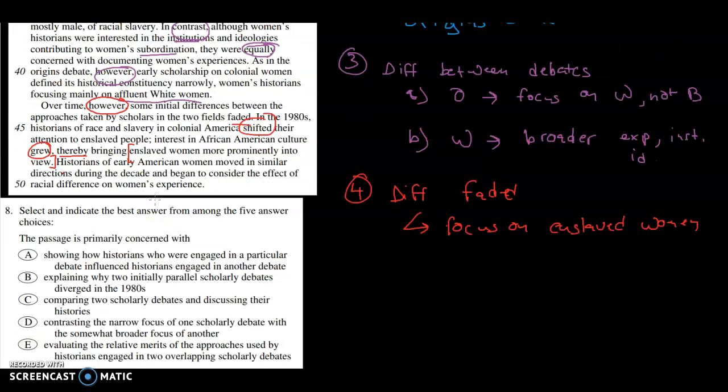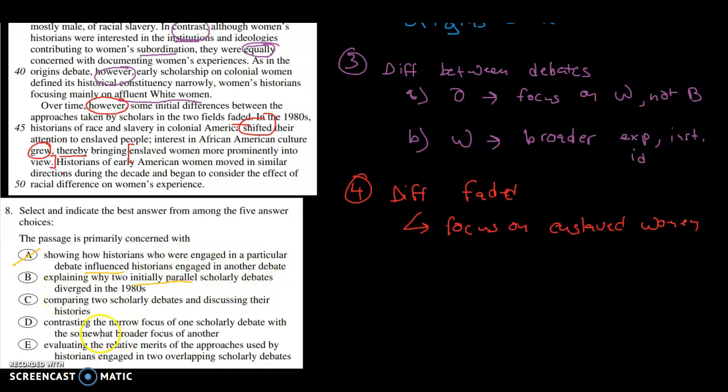All right, so question 8, let's see what we got here. Passage is primarily concerned with showing how historians who were engaged in a particular debate influenced historians engaged in another debate. Is that our main thought, one side influencing another? I don't think so. I think we can get rid of that one. Let's look down the list here. Explaining why two initially parallel scholarly debates diverged in the 1980s.